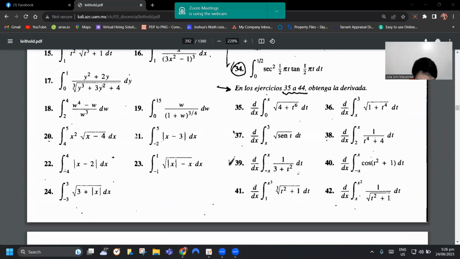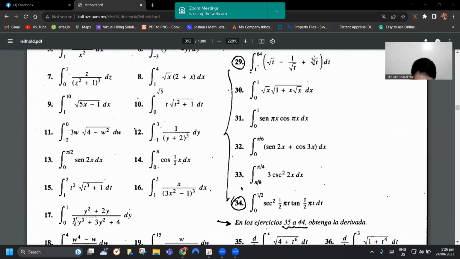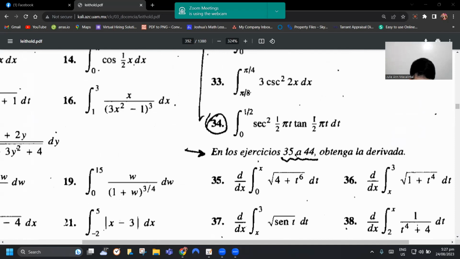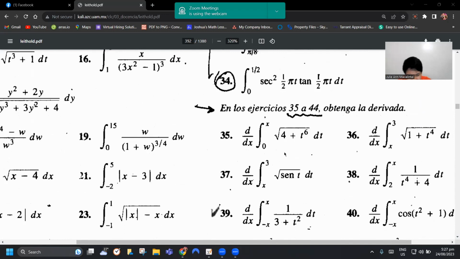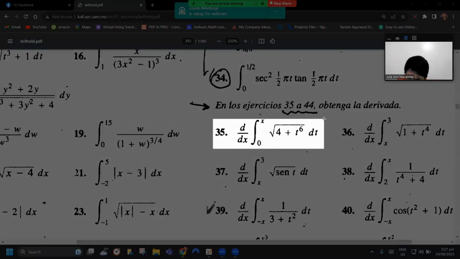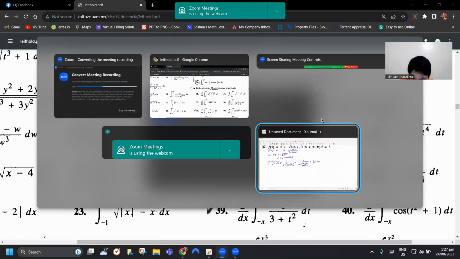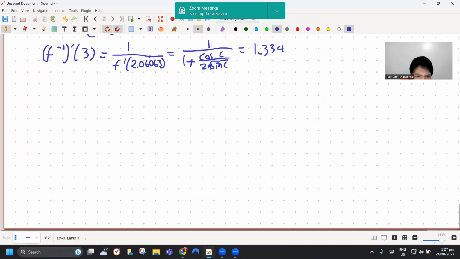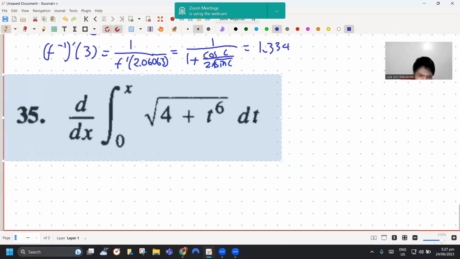So, number ano muna? 35. So, obtain the derivative. Okay, very simple. What a coincidence, this number 37. Oh, wait. So, this is 4.7.